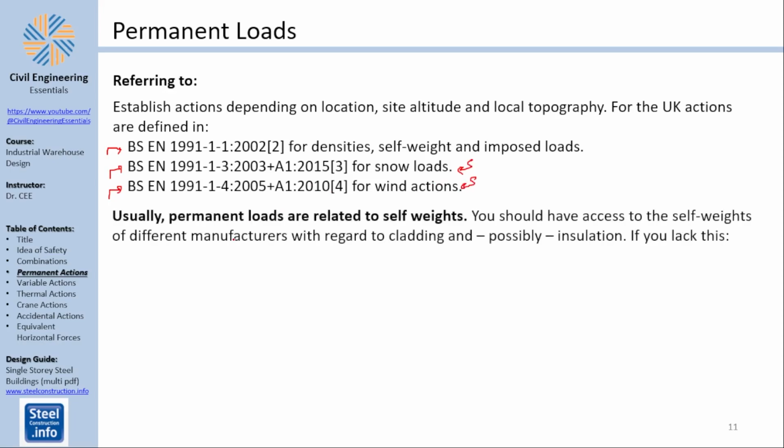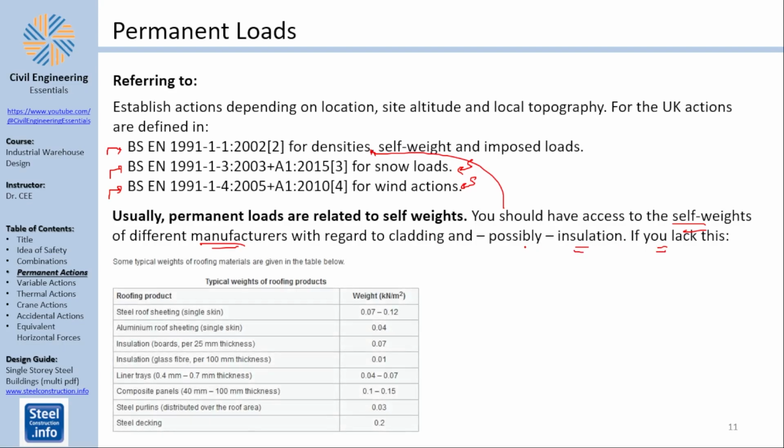So with that being said, usually permanent loads are related to self-weights. And you should have access to the self-weight via the density. It's totally normal. But sometimes you don't have densities. You need, for example, to go to the manufacturer himself and check out the data sheet and insulation and so on to add those loads. If you don't have them, then here is a nice table for typical roofing products and their weights. This is taken from the Steel Construction Info.